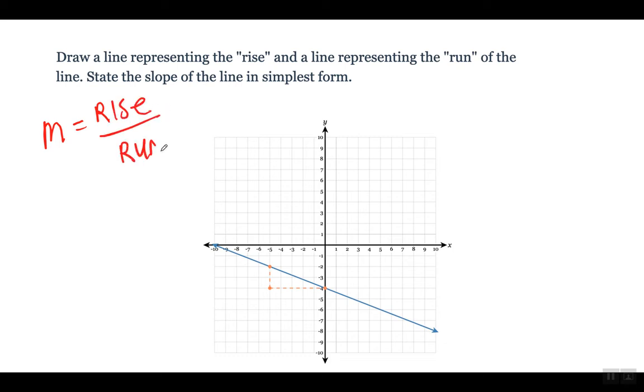El slope en esta va a ser negativo. All right, so the rise is 2 because it goes from negative 2 to negative 4. And the run goes from 0 to negative 5, so that's 5.